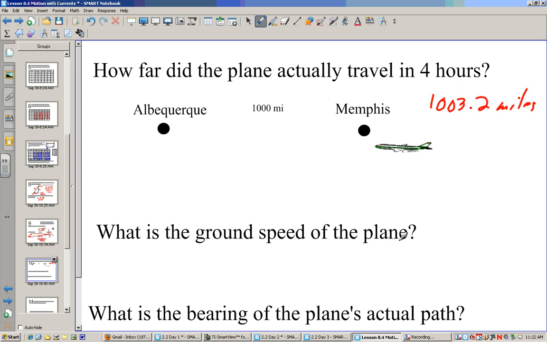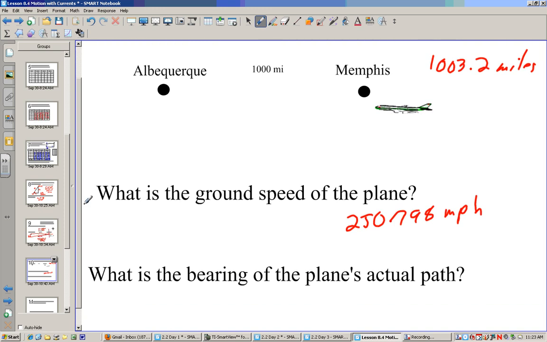So if I want to find the ground speed of the plane, the plane did that over 4 hours. So divide this by 4, and I'll get 250.798 miles per hour. So just a little bit faster than what it said.